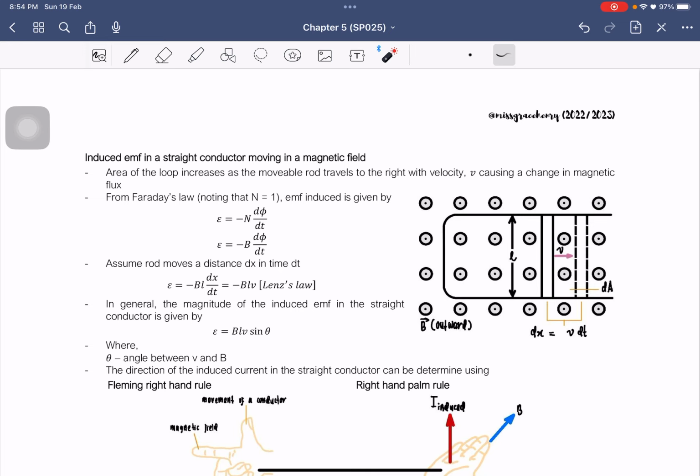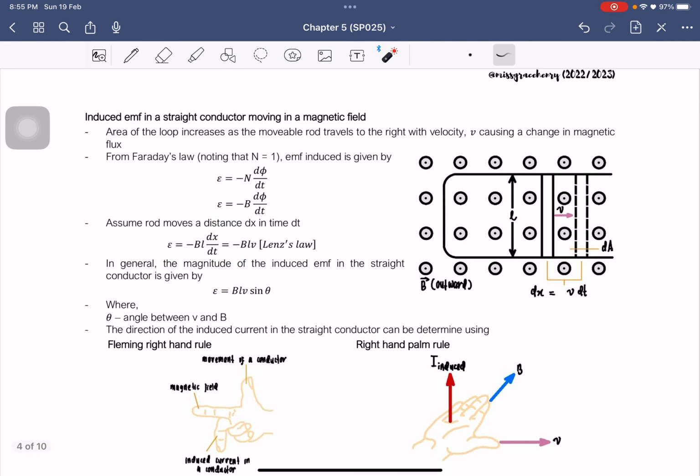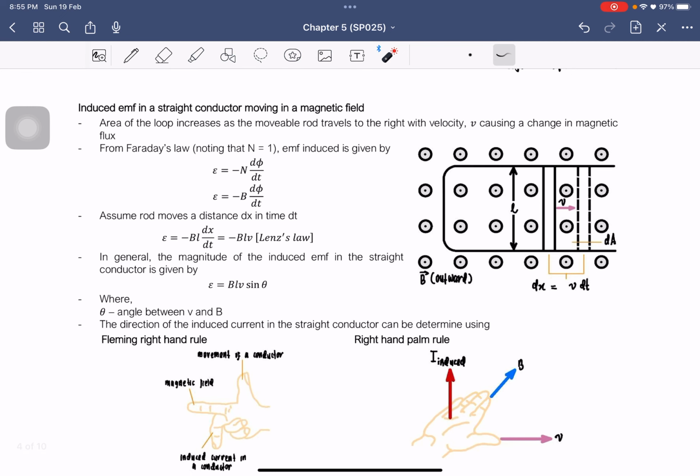So from Faraday's law, noting that the value of turns is 1, EMF induced is given by this equation here. So assuming the rod moves a distance dx in time dt in a certain time, we can substitute the equation to become like this. Okay, so it's going to be equal to negative BLV. Negative because of Lenz's law. So in general, the magnitude of the induced EMF in the straight conductor is given by this equation.